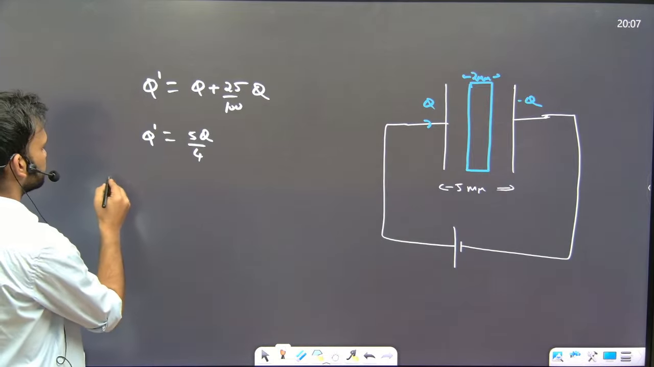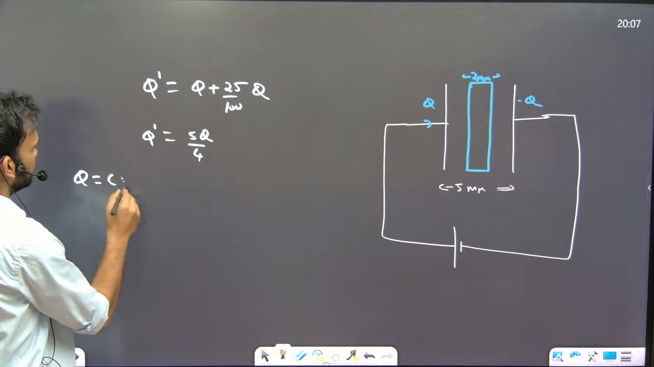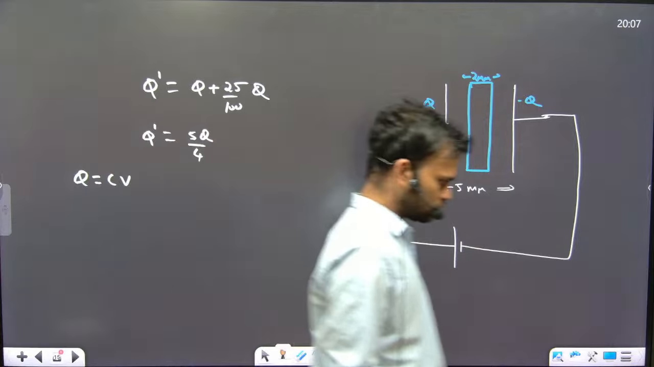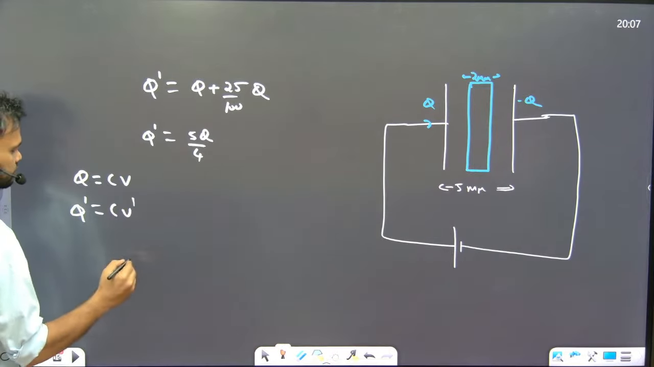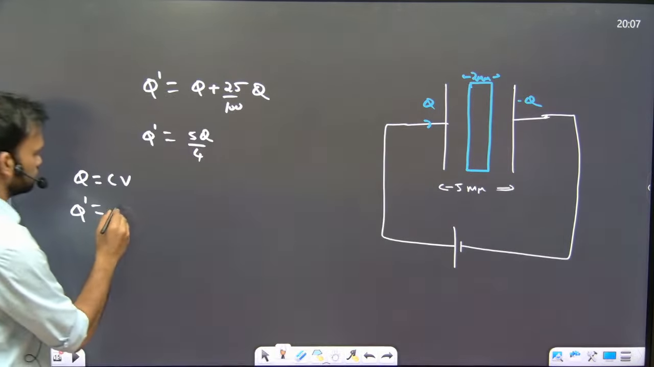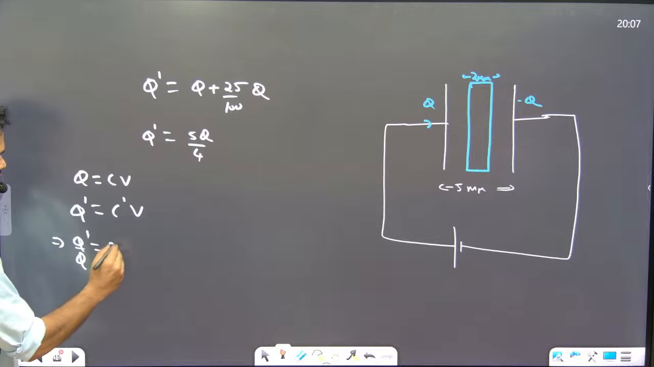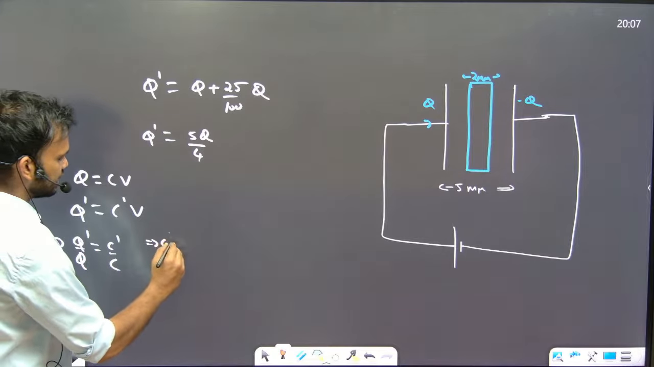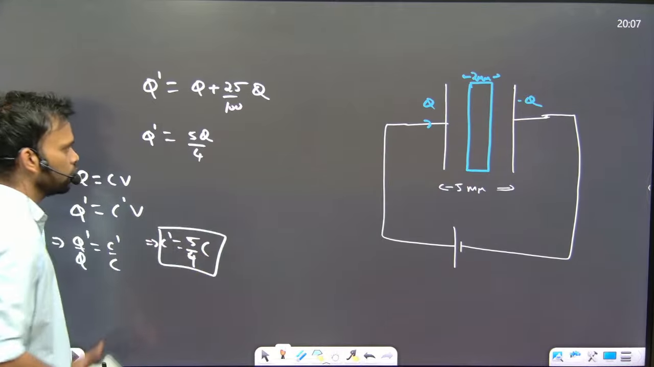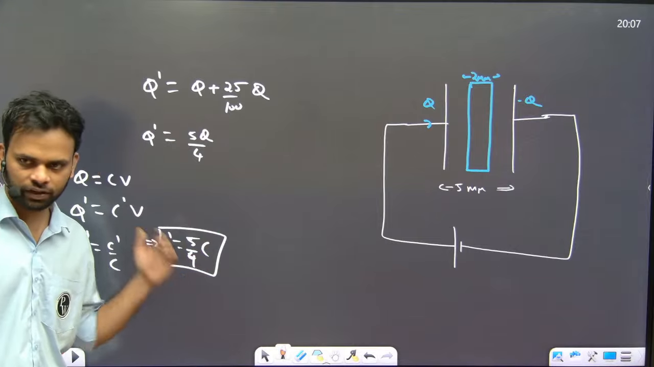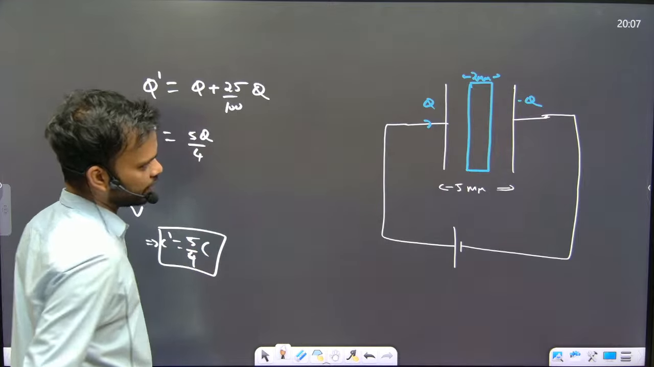So what happens to capacitance? We know Q is equal to CV. In this case, V is constant. So we can write Q dash equal to C dash into V, which implies Q dash by Q is equal to C dash by C. If I do this, I'll get C dash as 5 by 4 times C. Obviously, if Q is increasing by 5 by 4 times, C also has to increase by 5 by 4 times, right? Now, C became 5 by 4 times by introducing a dielectric.